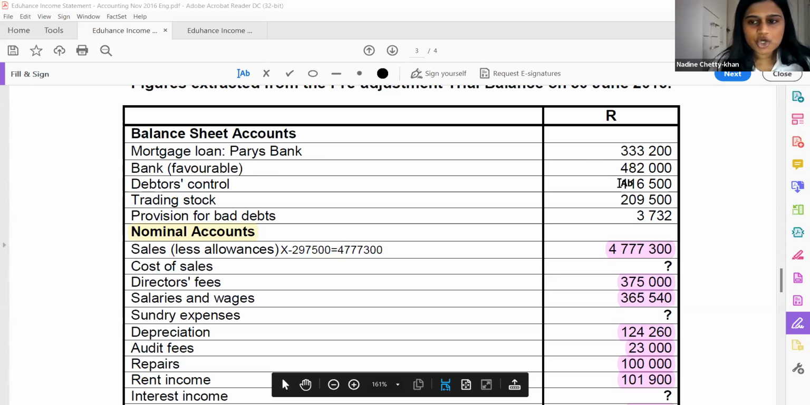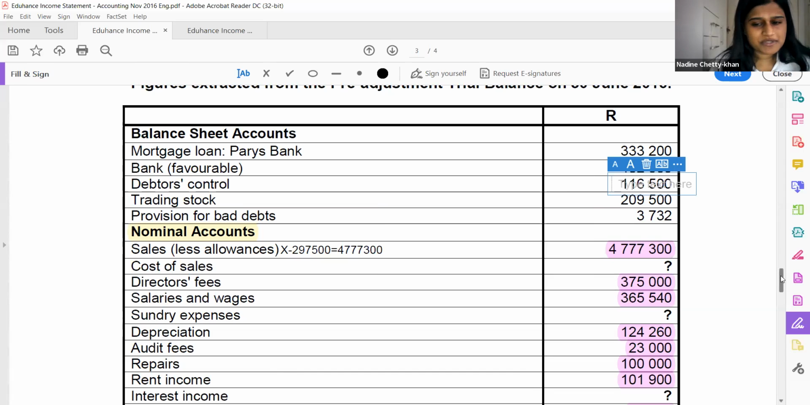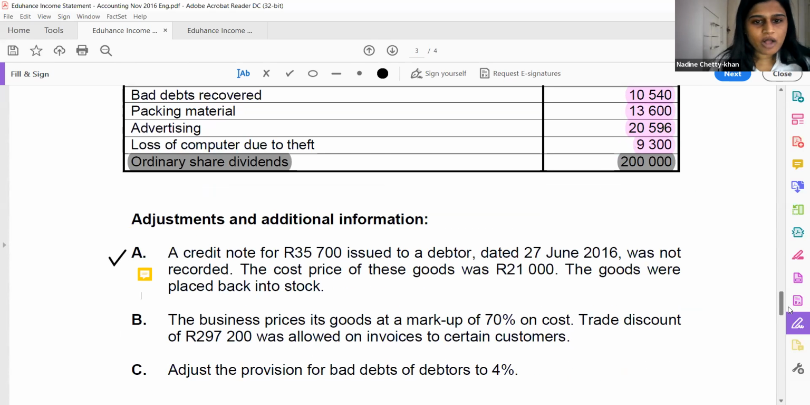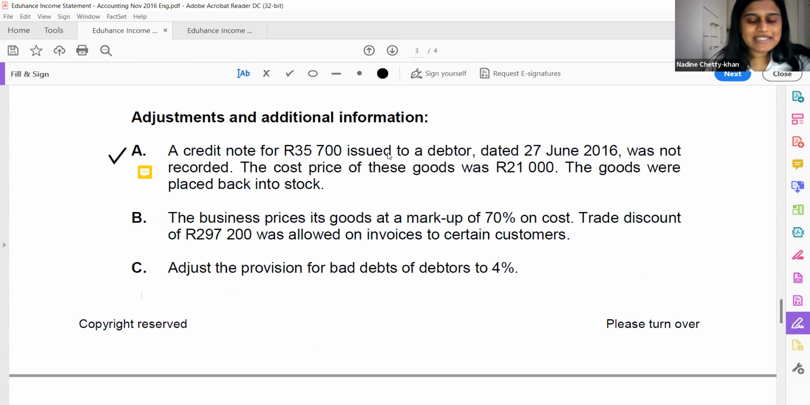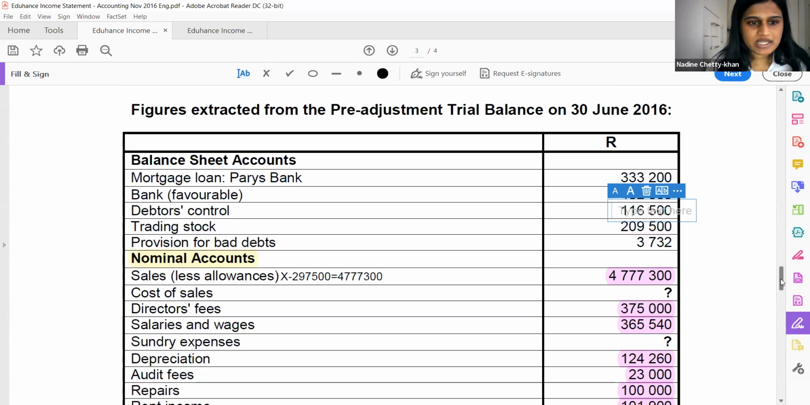Our debtors control balance was 116,500 before adjustments. If you recall, an amount affecting debtors control was not recorded, a credit note of 35,700. Okay, so 35,700 we return back to a debtor, so it must be subtracted from that 116,500.